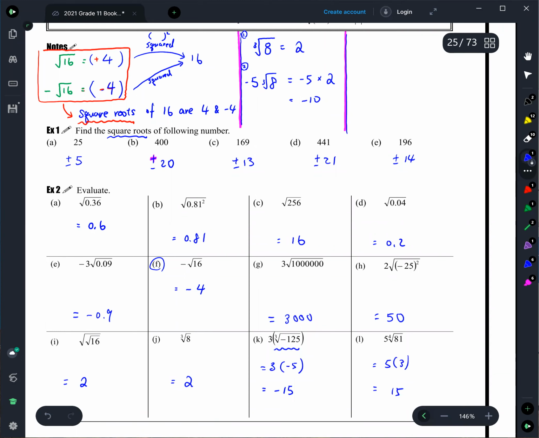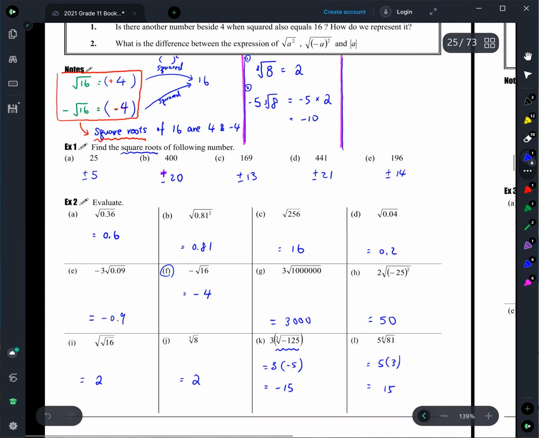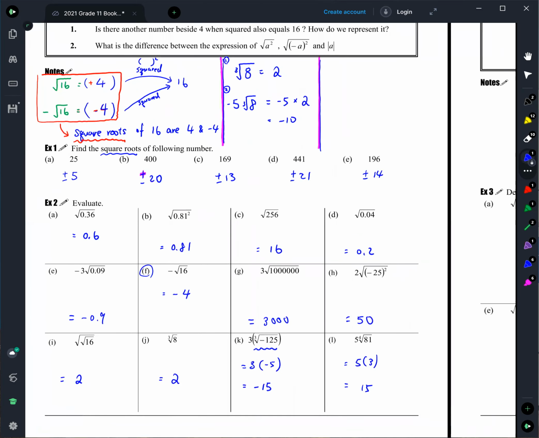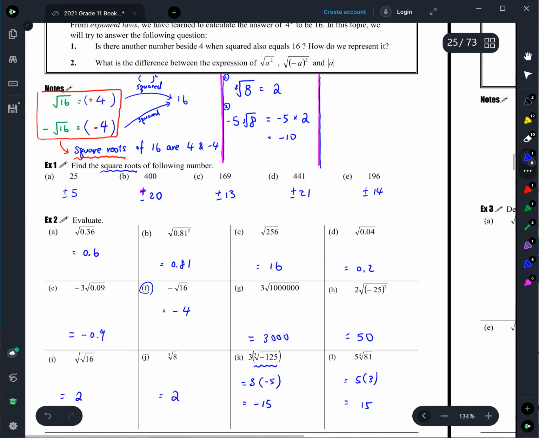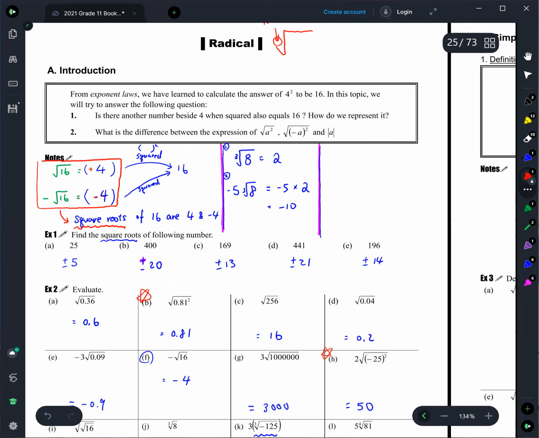Okay, so this part shouldn't be difficult, right? You just find a square root. Most of you have seen it before. Now there's one more thing I want to mention, which is questions like B, you can put the star there, and H. These ones, let me see, that's all.